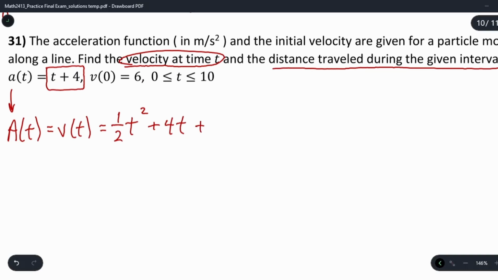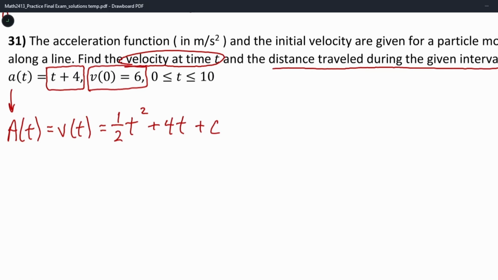And then we need a plus c, because this is a general antiderivative. We need to allow for any constant that may have been there. And now we're going to find out what that constant is based on this given initial condition. We know that when t is 0, the velocity is 6. So now the velocity is 6 whenever t is 0.